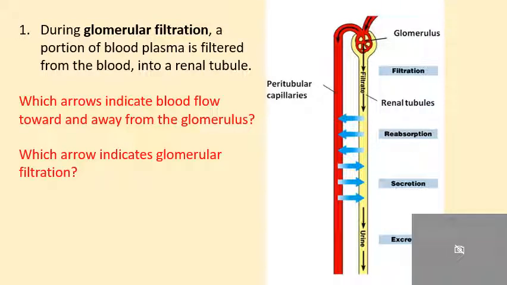So in your mind's eye, can you determine which arrows indicate blood flow toward and away from the glomerulus? Can you point out those arrows? Here's blood flow toward the glomerulus. Here's blood flow away from the glomerulus and toward the peritubular capillaries. Which arrow indicates glomerular filtration? In your mind's eye, can you see that arrow? It's this arrow here. This is showing that some of the components of blood leave the blood vessel and enter the renal tubule as filtrate.